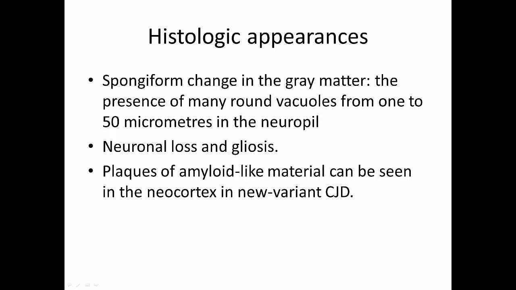Histologically, what we see is spongiform change in the grey matter, the presence of many round vacuoles from 1 to 50 micrometers in size in the neuropil. There is also neuronal loss and gliosis. Plaques of amyloid-like material can be seen in the neocortex in new variant CJD. That's the one also called mad cow disease.